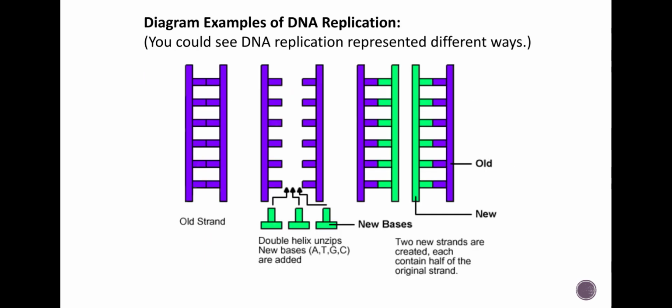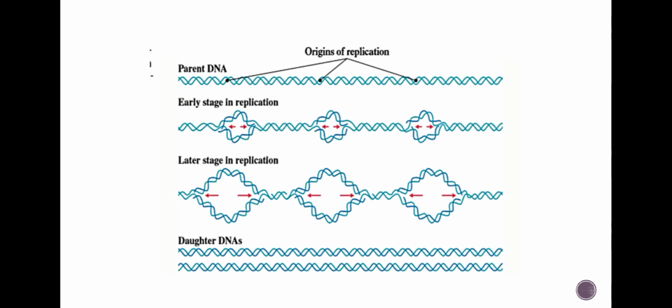This is a diagram example of DNA replication. The old strands will serve as a template which will be unzipped by the enzyme DNA helicase. New bases will be added. The pairing will be verified by the enzyme DNA polymerase. As mentioned earlier, the unwinding process can occur at any location within the DNA molecule.